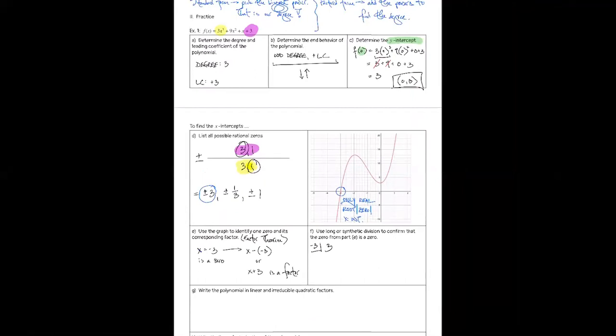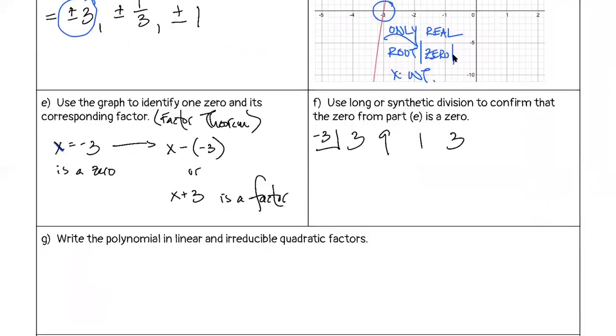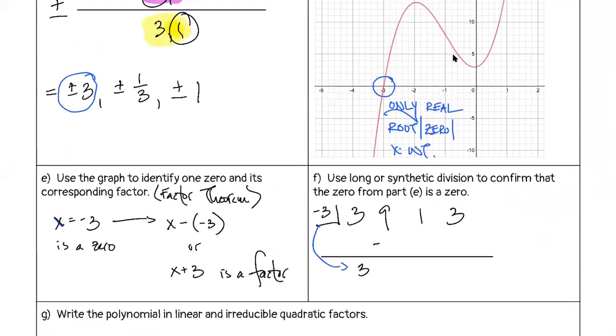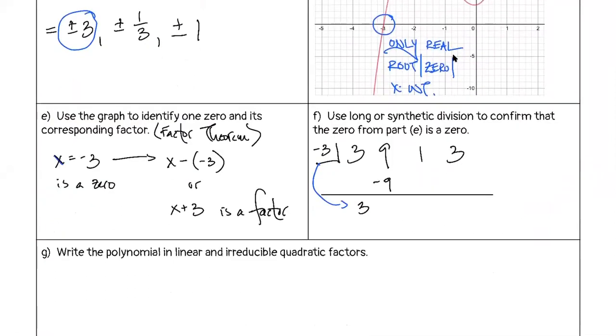Well, 3, 9, 1, 3. All right, skip a line, drop a line, bring that 3 down. We multiply. We add. Oh, that's okay if we get a 0. Now, we haven't seen that yet, but if you get a 0, it doesn't mean you stop. You still keep going.